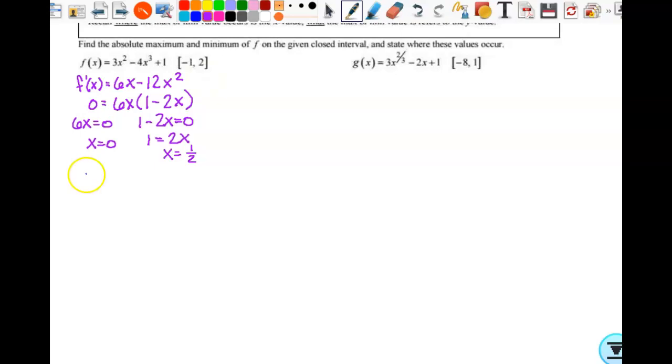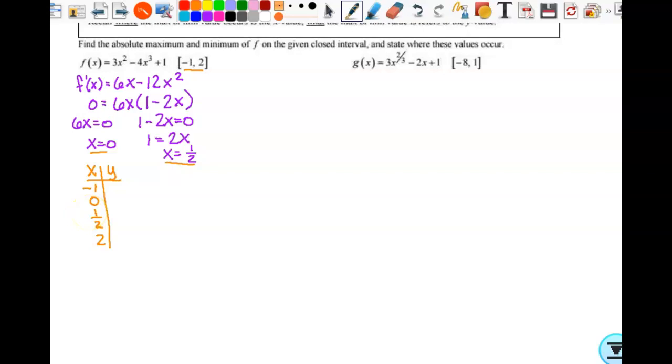So we're going to make a little t-chart here. And on this, we use the endpoints and any critical points we found. So I start with -1, then I have 0, then 1/2, and then 2. Okay, those are the x values I have. The 2 endpoints and my 2 critical points, and I'm just putting them in order from least to greatest.